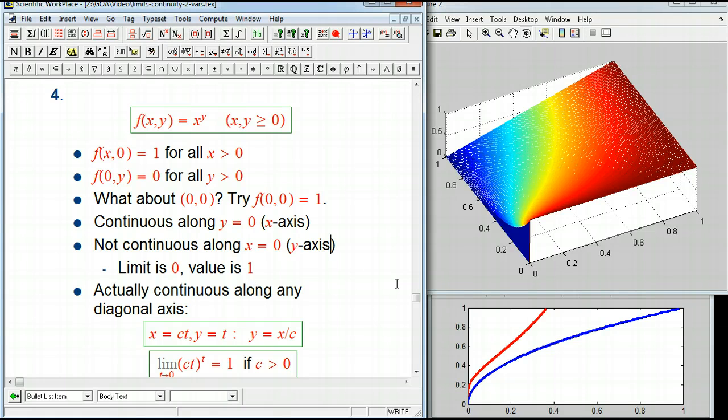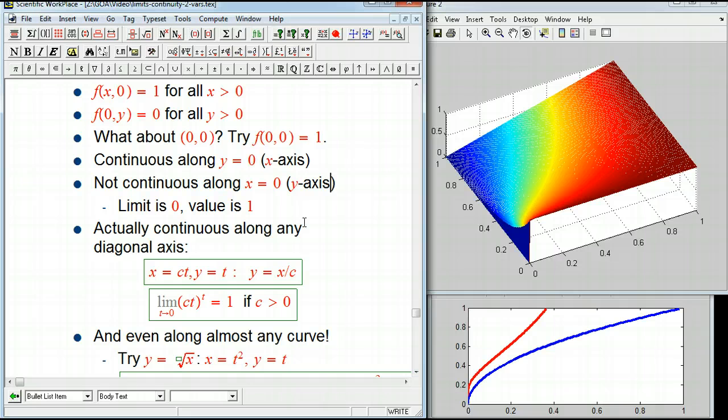But it's interesting that if we just don't allow ourselves to actually use the y-axis exactly, in the other example, like the train over the river example, we came in from all kinds of directions, and all these directions were giving us different answers. If I had excluded just one of those directions, I still could have detected that it's discontinuous. But here's what's interesting about this example. I claim that this function is actually continuous along any diagonal axis, and you get the same limit every single time. You keep getting 1.